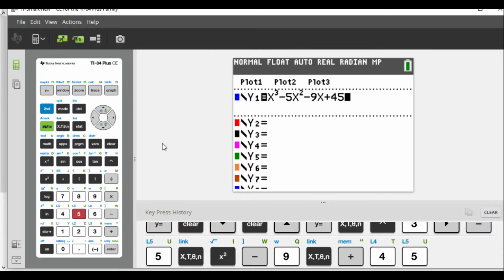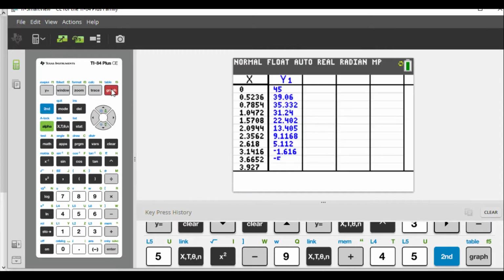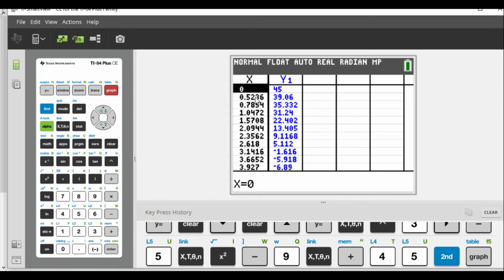Okay, now we're going to basically find the zeros. The zeros mean we're going to find the x values that make the y value equal to 0. And here we're going to go to a table. So hit second graph, give us a table here. And it looks like we've got some crazy numbers here.